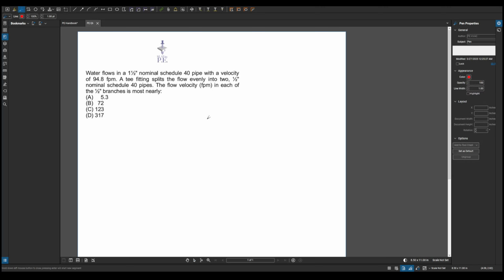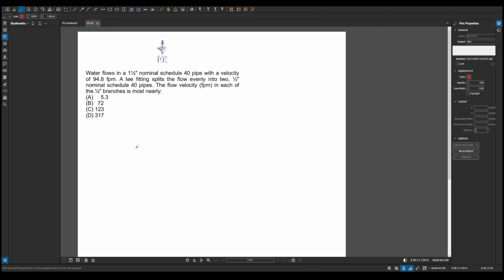Okay, here's another PE HVAC question. So the question states, water flows in a 1.5 nominal Schedule 40 pipe with a velocity of 94.8 feet per minute. A T-fitting splits the flow evenly into two 1/2 nominal Schedule 40 pipes. The flow velocity in feet per minute in each of these 1/2 branches is most nearly what?